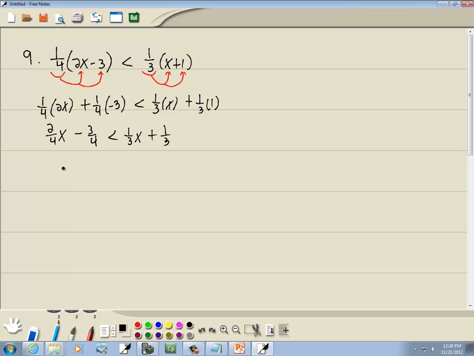Our second step, get rid of fractions. Multiply everything by the LCM of all your denominators. I got 4, 4, 3, 3. So the LCM of 4 and 3 is 12. So multiply everything by 12. When I say everything, I'm talking what's separated by pluses, minuses, and inequality symbols.